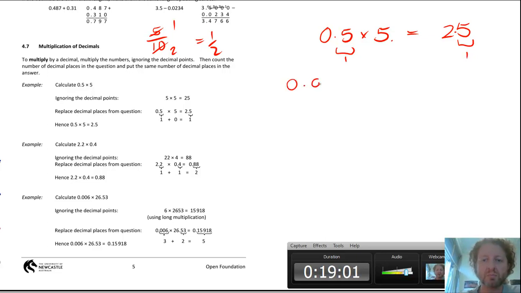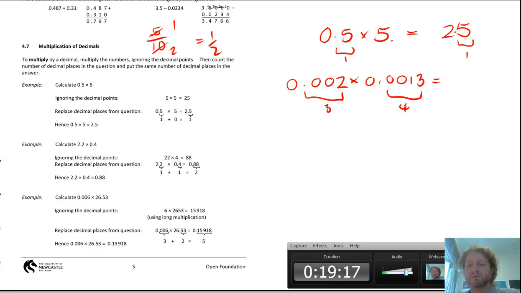What about, I'll stick in one that's extreme: 0.002 times 0.0013. That'll do. Okay, we've got a few decimal places to play with here. I've got 3 here, and I've got 4 here. So I've got a total number of decimal places of 7. Now I ignore the decimal points and just read the question as 2 times 13, which is 26.